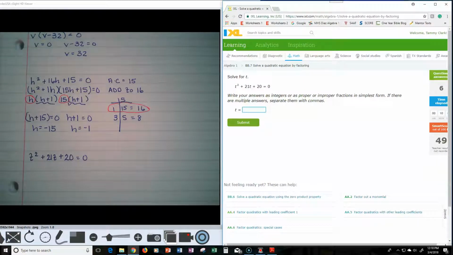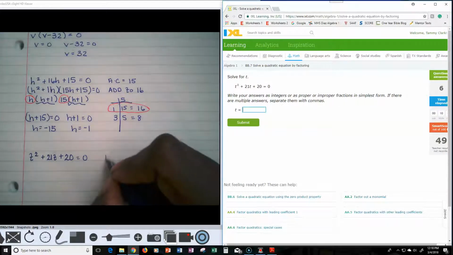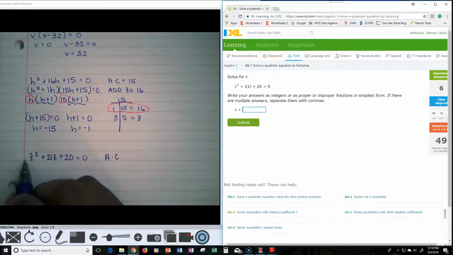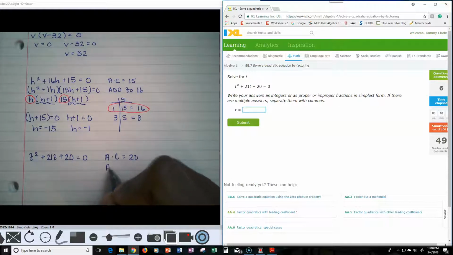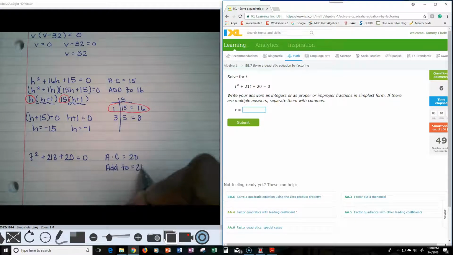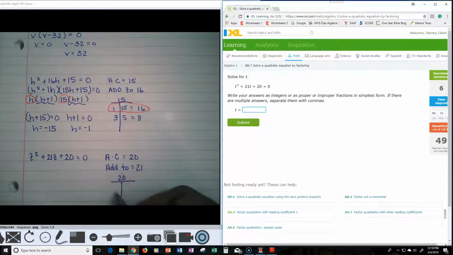Alright, so we've got t squared plus 21t plus 20 equals 0. Again, we take a times c, so 1 times 20 gives 20. We want the factors of 20 that add up to 21. All of these are positive, so all of our factors of 20 will be positive. So we've got 1 and 20, 2 and 10, 4 and 5. Add them up.